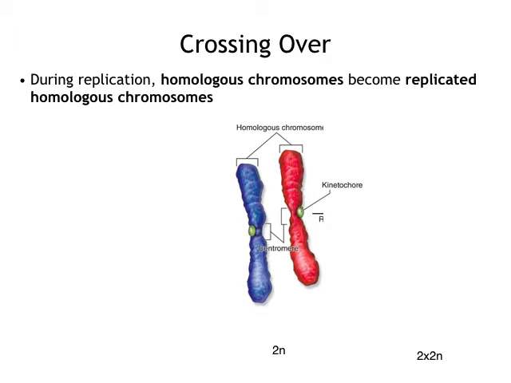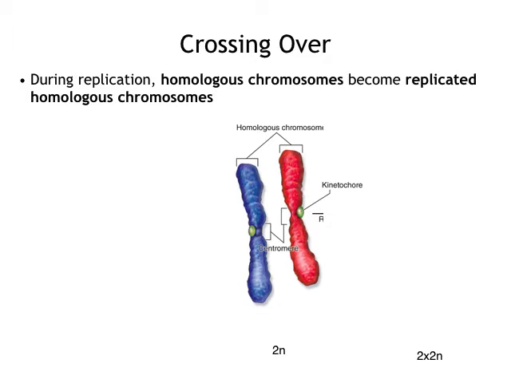So let's look at crossing over first. As we've touched on many times already, during replication, homologous chromosomes become replicated homologous chromosomes. So here in this figure, you have a pair of homologous chromosomes. Imagine this is chromosome 1, and blue is the chromosome 1 you got from your father, and red is the chromosome 1 you got from your mother.